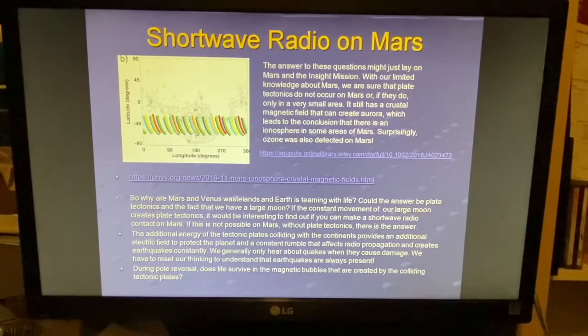The propagation that we can actually measure has short periods, like 50 minutes, 1 hour, 45 minutes, and it's never longer. So the propagation is not from the sun, because the sun's too far away to provide these kinds of short intervals of propagation. And as we've seen earlier, the intervals of the propagation align with medium-sized and small quakes that are recorded by the USGS. This brings us to the last point on this slide: during pole reversal, will we be able to survive in the magnetic bubbles that are created by the tectonic plates? We'll see when that comes up.